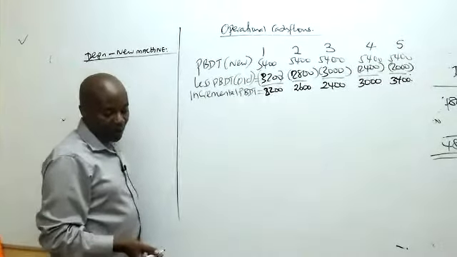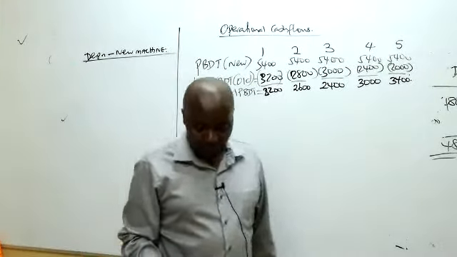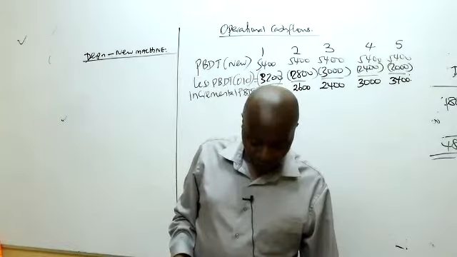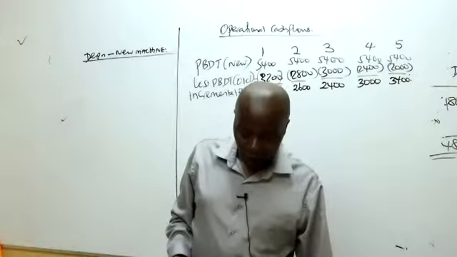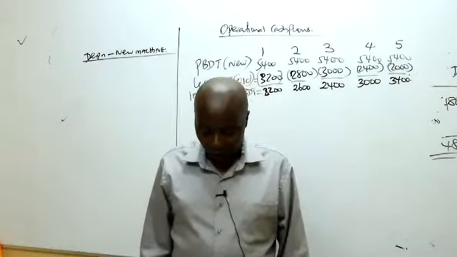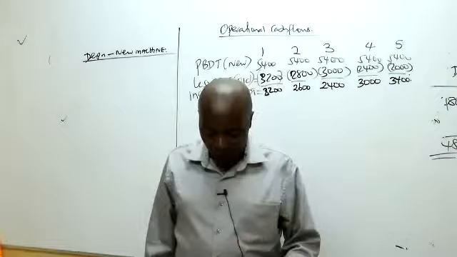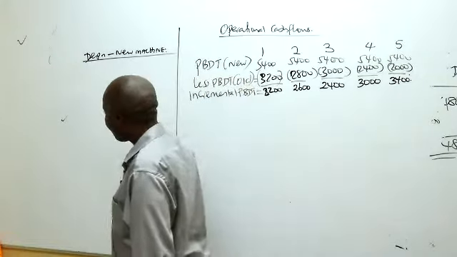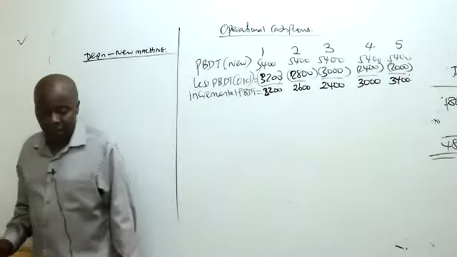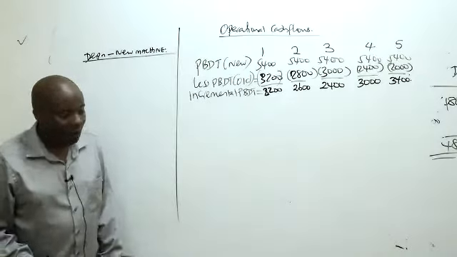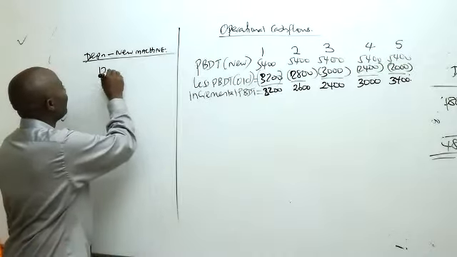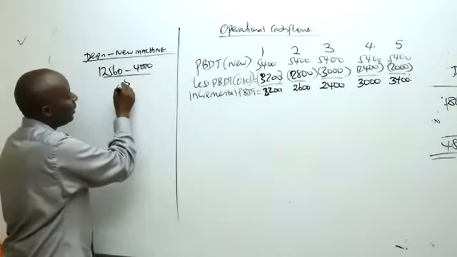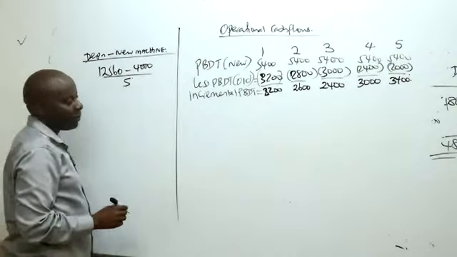So the new machine, from this particular paragraph, the paragraph that is talking about the new machine. They told us that the cost is 12,560 with a salvage value of 4,000, and then useful life is 5 years. So we have here 12,560 minus 4,000 divided by how many years? 5 years. Divided by 5 years.